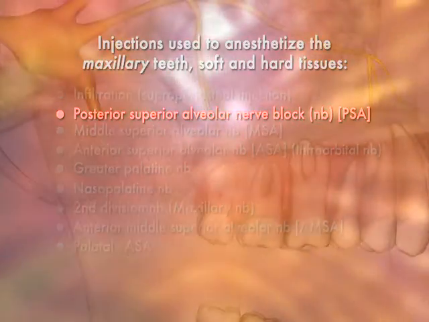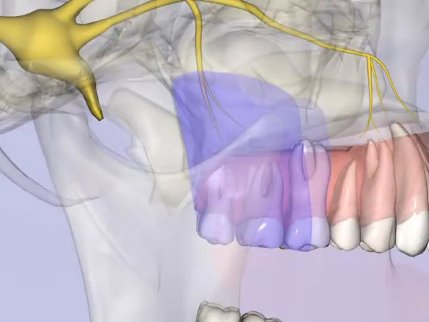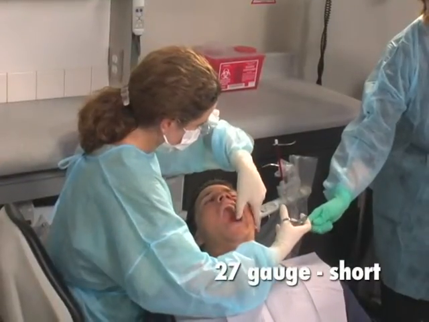The posterior superior alveolar nerve block provides pulpal anesthesia to the 3 maxillary molars and the supporting buccal soft tissue and bone. In 28% of patients, the mesial buccal root of the first molar may not be anesthetized. A 27 gauge short needle is recommended.